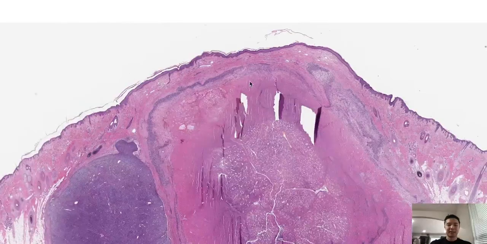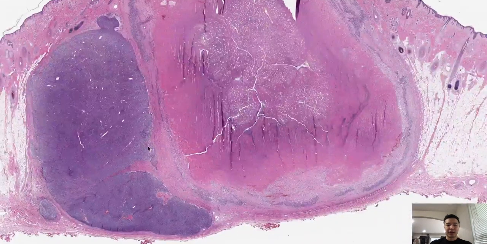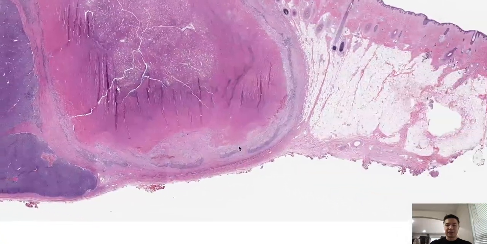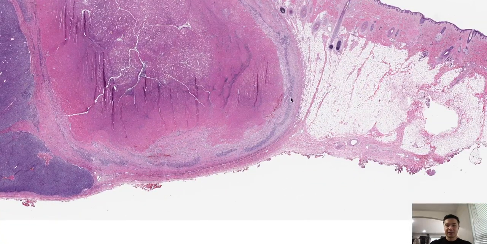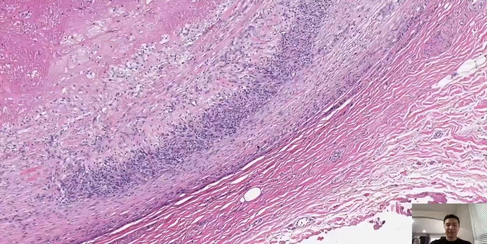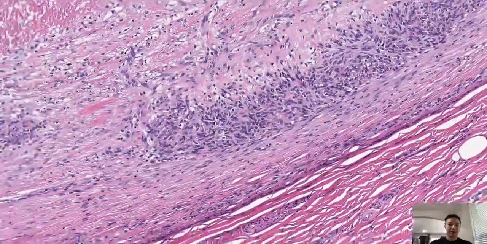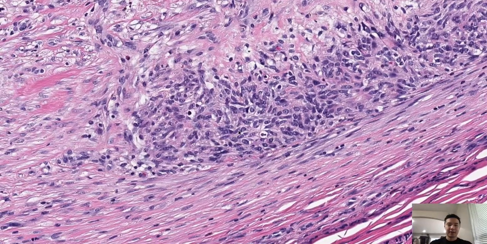So when you see necrosis in this palisading distribution, what I mean by palisading is the cells are organized concentrically around this necrosis, like here. You see all the cells organizing peripherally. That's what I mean by palisading. Think epithelioid sarcoma.